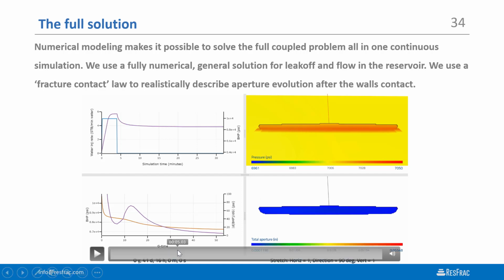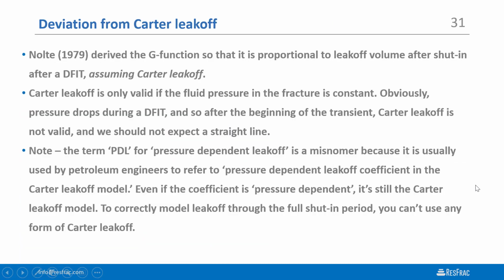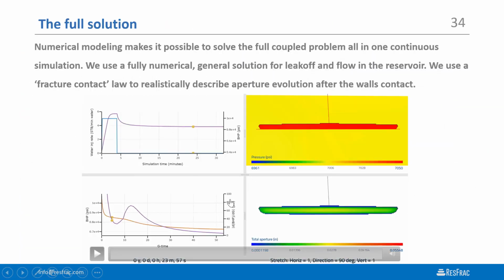Secondly, when the fracture walls touch, we don't assume that the crack has zero aperture. We use a relationship that looks like this. When the fracture walls touch, there's a certain residual aperture, and then as the fluid pressure drops and effective normal stress goes up, that aperture squeezes shut more and more. If you do those two things, you can run a numerical simulation, and this is what the data looks like.